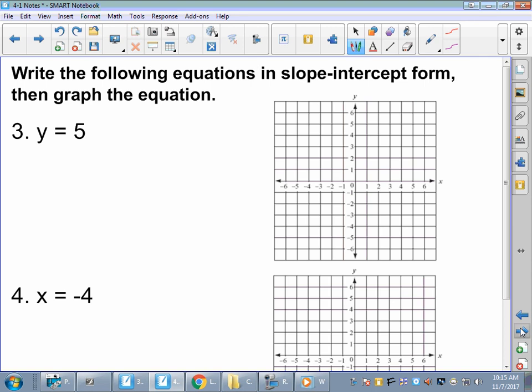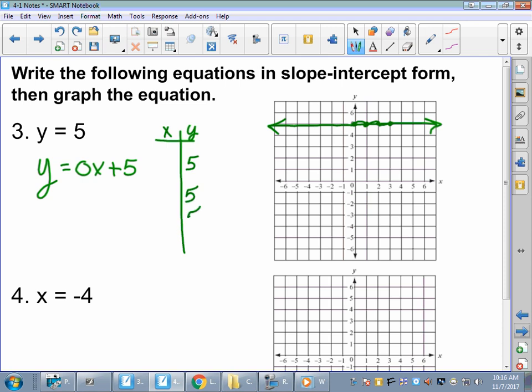y equals 5: one variable, one direction. So if you don't know how to do this, it's also the equation 0x plus 5. I can start at 5 and just run, and just run, and just run. That means I had no slope. If you can't figure that out, these are crazy tricky ones. You can make a table of values, make all your y values 5, pick anything for your x, and it'll line up horizontally.